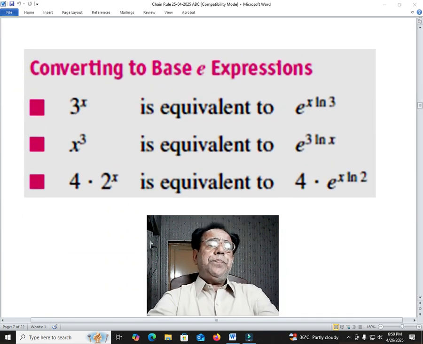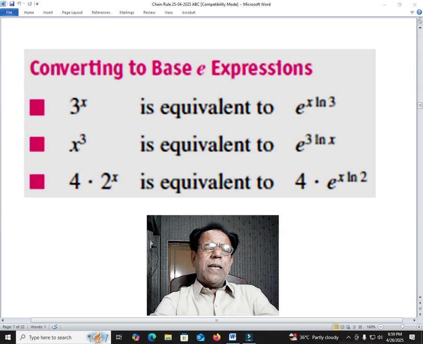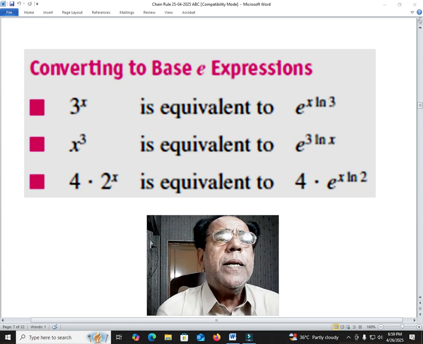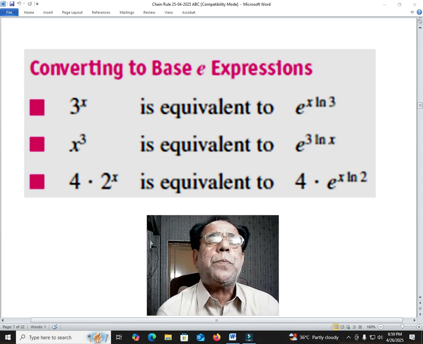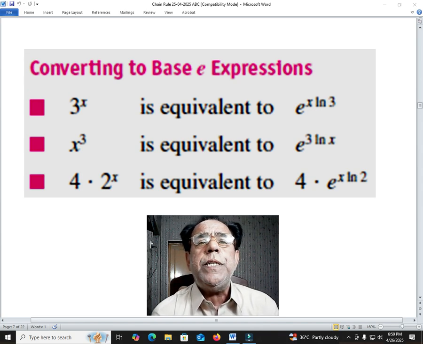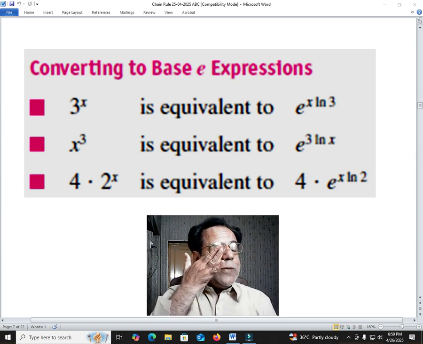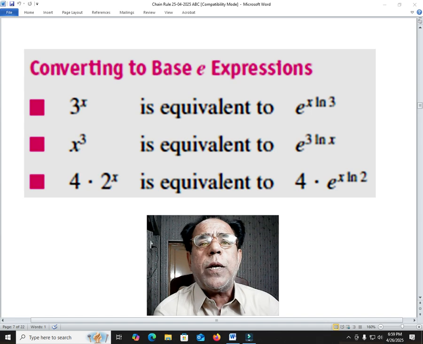Dear students, in one or two of the problems involved in this video, this property of logarithm will also be used. Converting to base e expressions, 3 raised to power x is equivalent to e raised to power x log 3. x raised to power 3 is equivalent to e raised to power 3 log x.